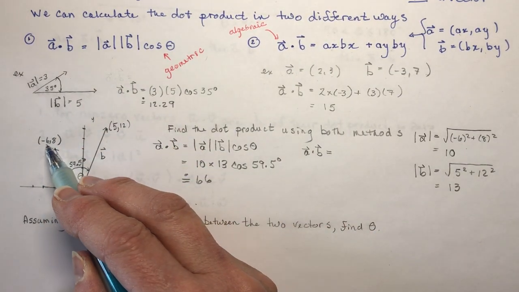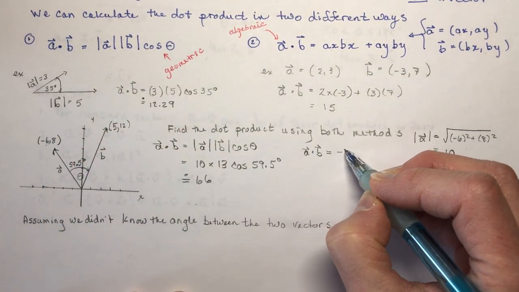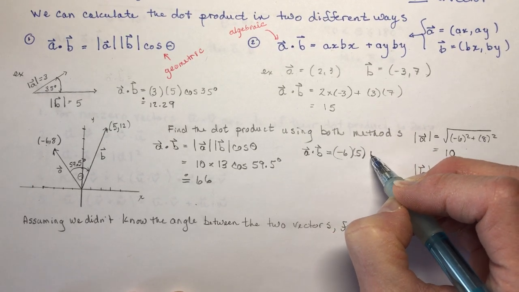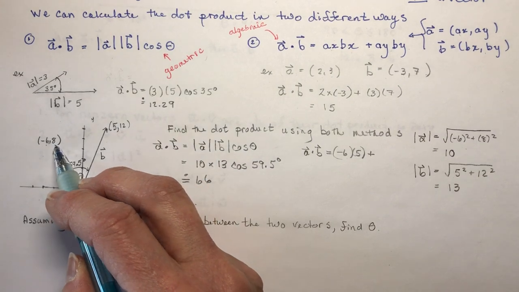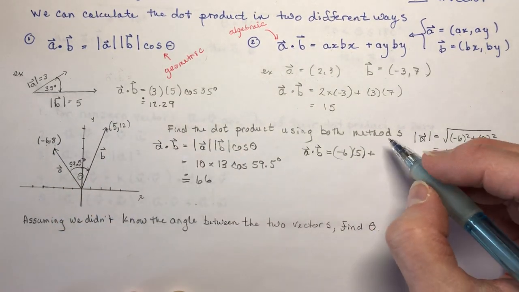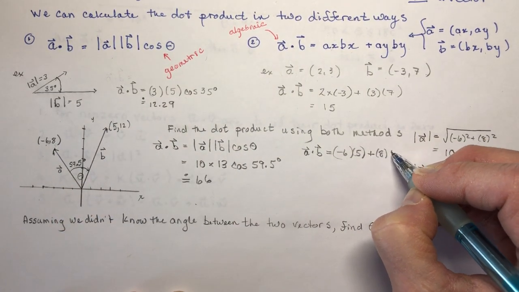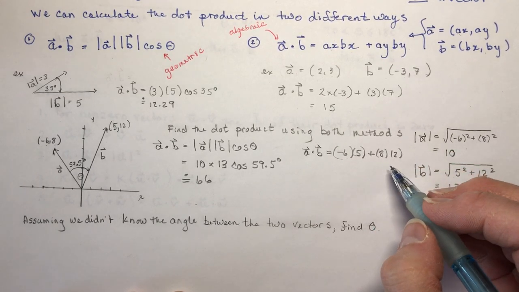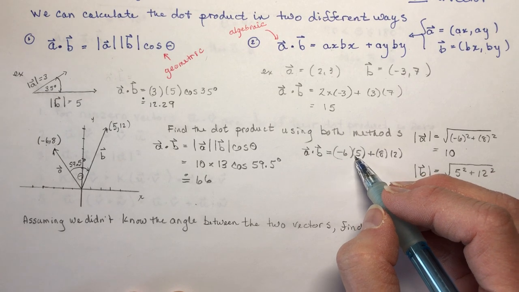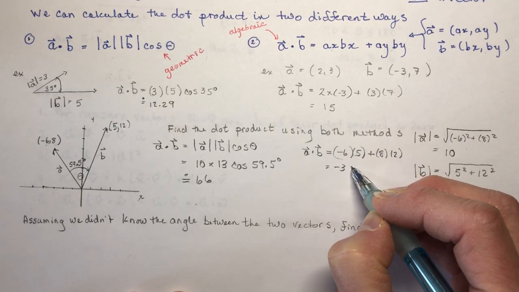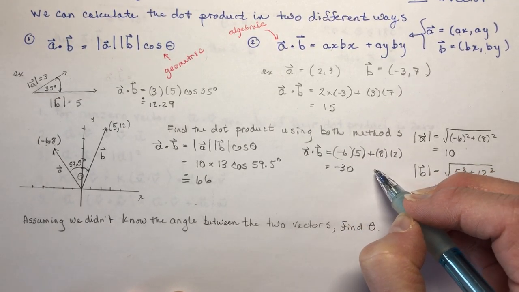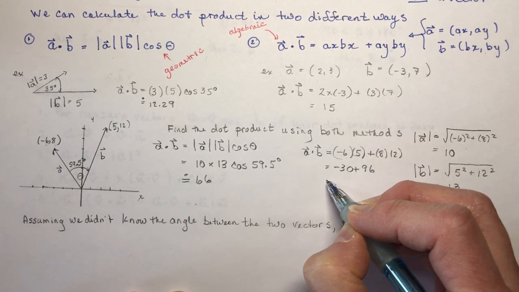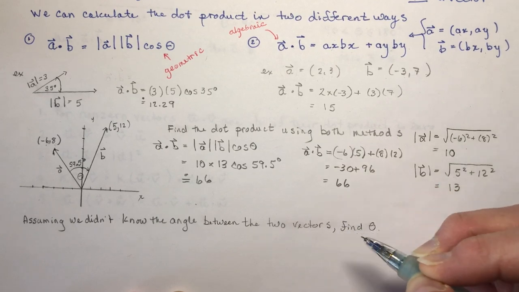So I do minus 6 times 5. I multiplied the x's together and I'm going to add the product of the y coordinates. So 8 times 12. That's going to give me minus 30, and 12 times 8 is 96, and you can see that adds up to 66 as well.